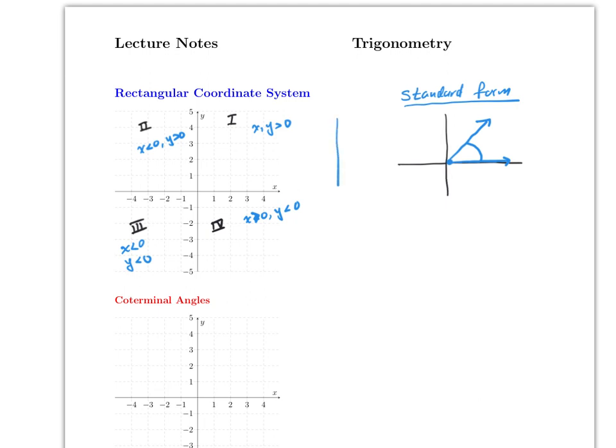If you do something like this, you start here, and let's say you go all the way here, then this is also considered a standard angle. So to be a standard angle means you start here, the origin is 0, 0, then you measure this way.